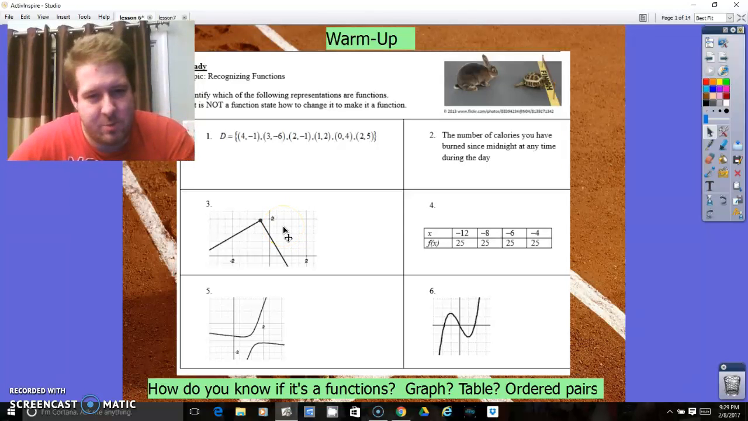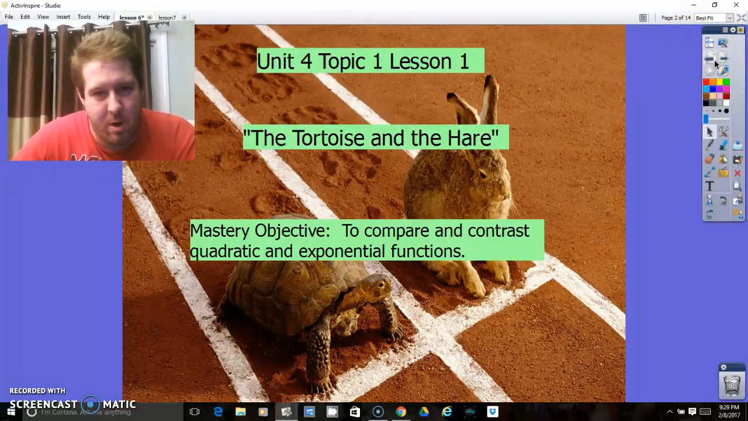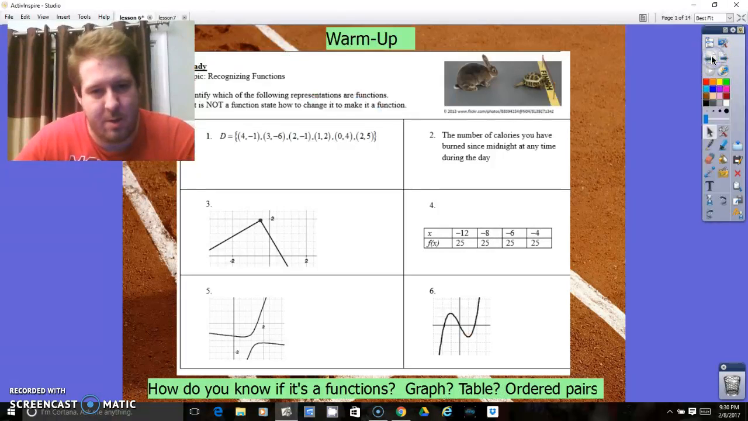Mr. P helps with the algebra here, and we are going to be doing Unit 4, Topic 1. This is lesson number 6. So, tortoise and hare. We're going to be exploring the differences in the rate of changes of quadratic and exponential functions. That's what we want to do before we're done with this.